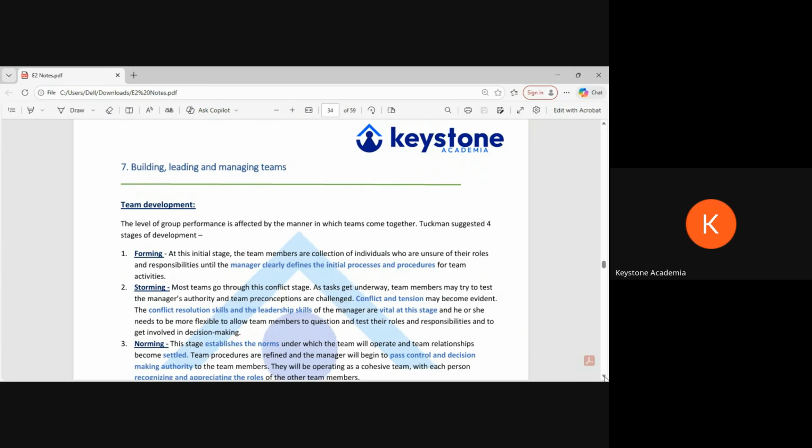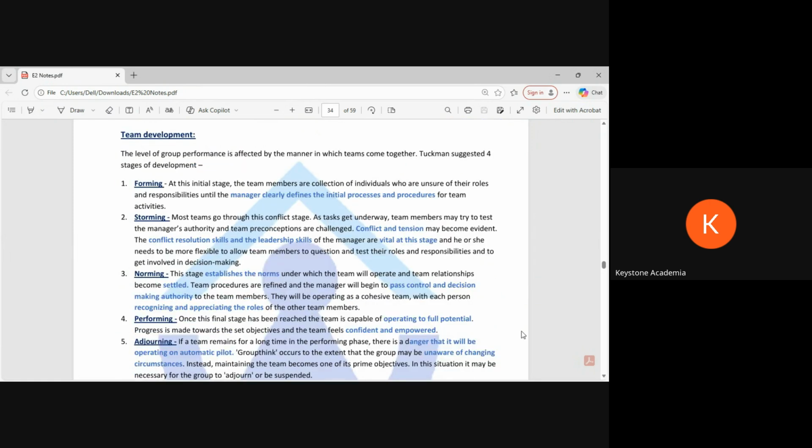So how to make a team effective? That's a very important skill of a leader. As a manager, as a leader, we have to showcase that skill, and we have certain points for that. The level of group performance is affected by the manner in which teams come together. Tuckman suggests 4 stages of development. Usually, we have 4 stages of a team.